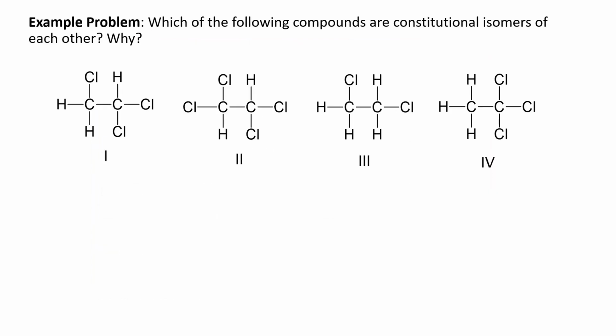All right, so you might want to read this problem, stop the video. I recommend giving it a try on your own, and then once you think you have an answer, come back and listen to my explanation. So if you've tried this problem, you'll see we need to identify which of the 2 are constitutional isomers. Remember, the definition of a constitutional isomer is a compound that has the same formula but a different connectivity.